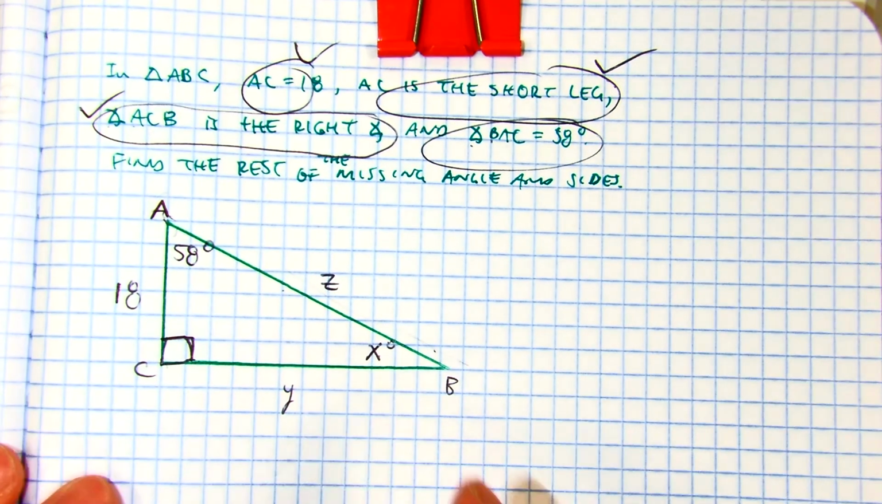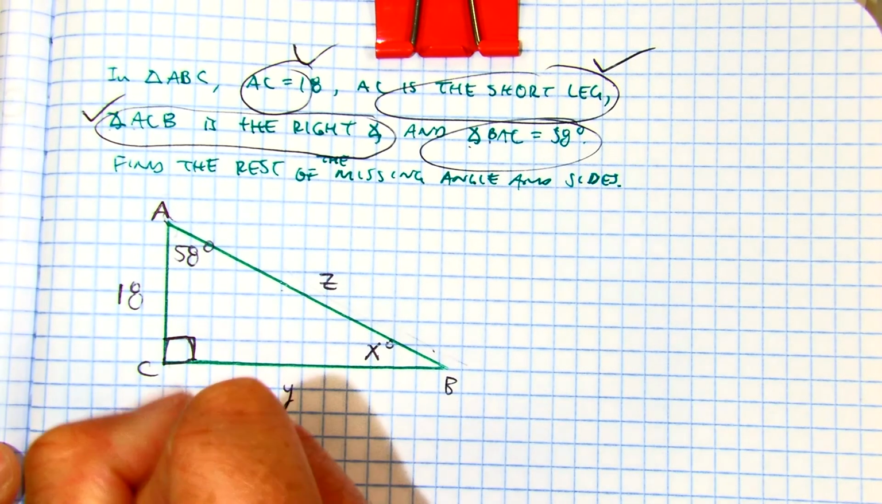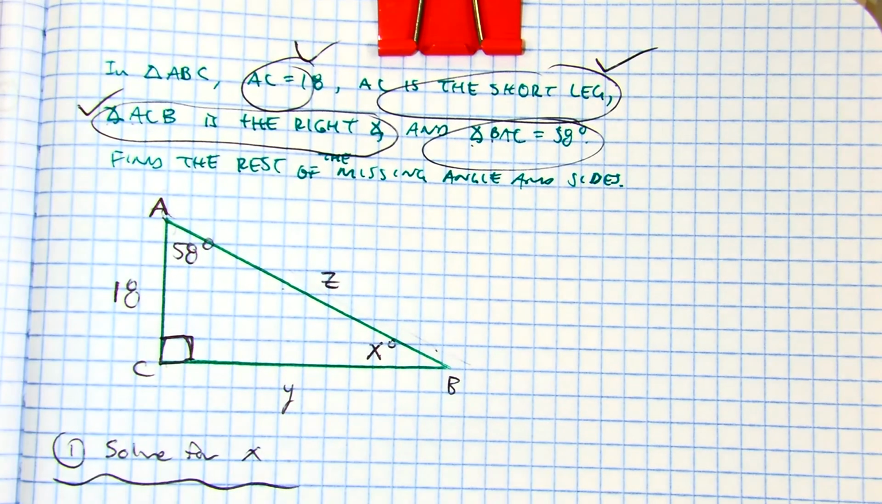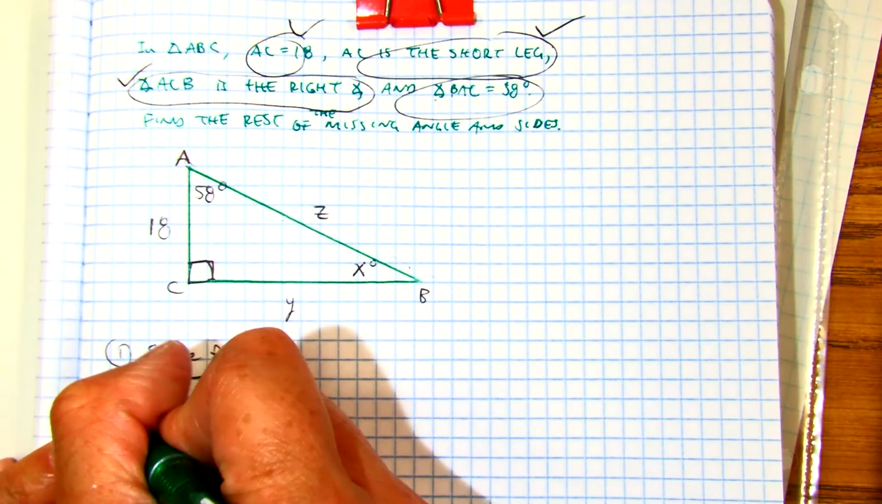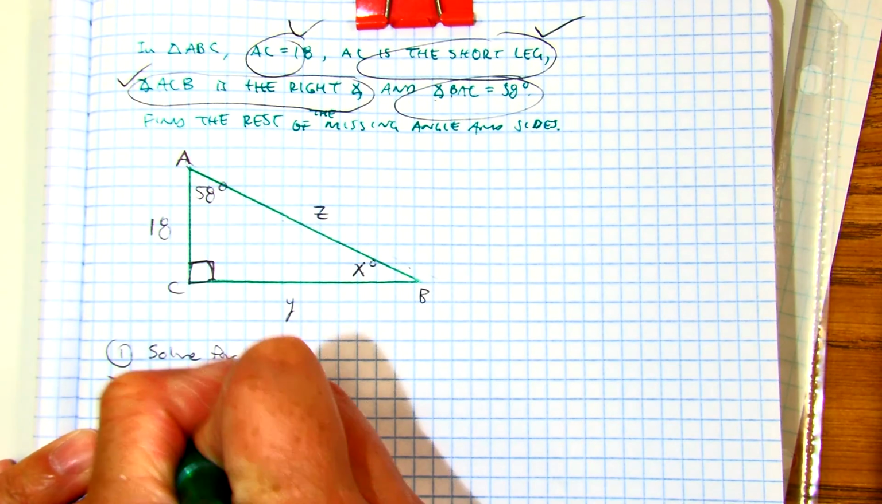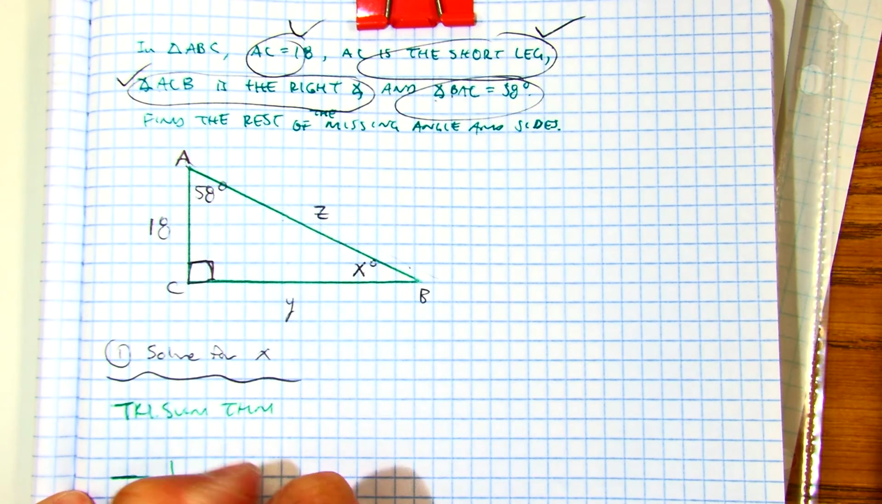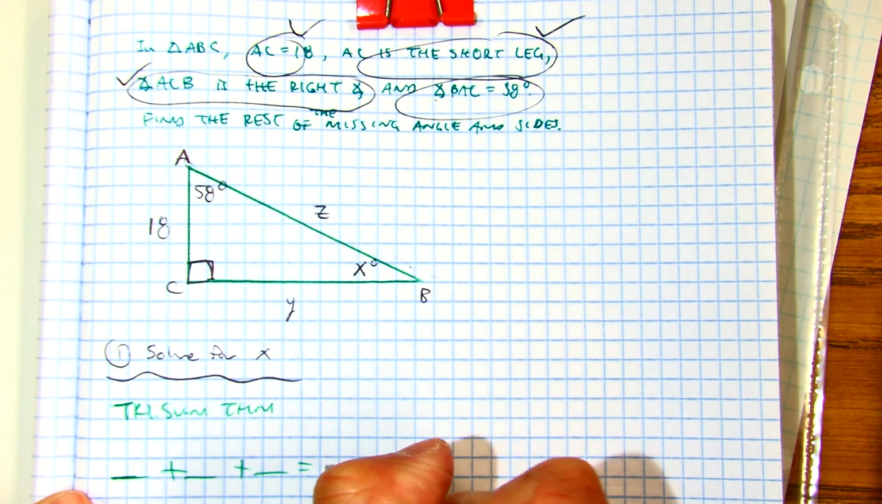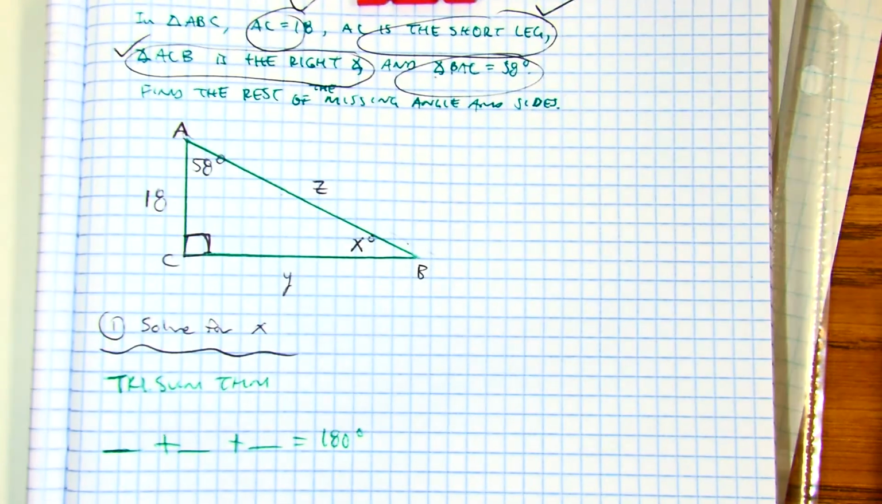To solve for X, I can just use the triangle sum theorem. What is that? Blank plus blank plus blank equals 180 degrees. And then you can just fill it in.